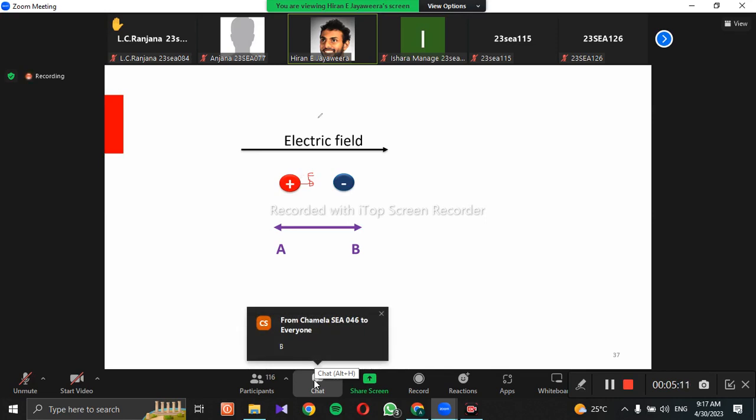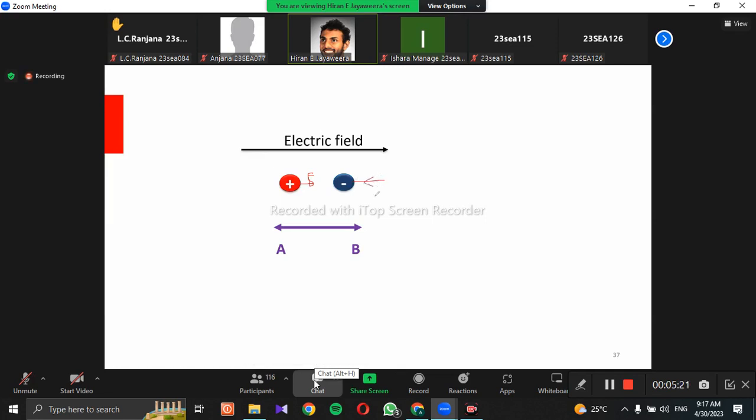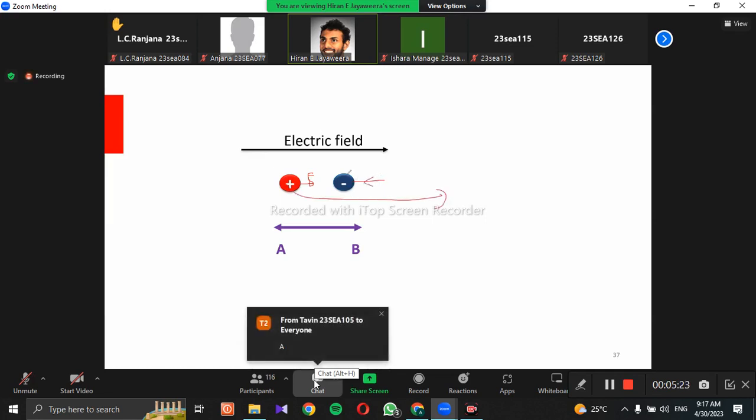And what can you say about the negatively charged particle? To which direction will it move? It will move towards A, right? So basically this particle will go in this direction and that particle will go in the other direction if you have the electric field in this direction. So it's as simple as that. Okay, good.